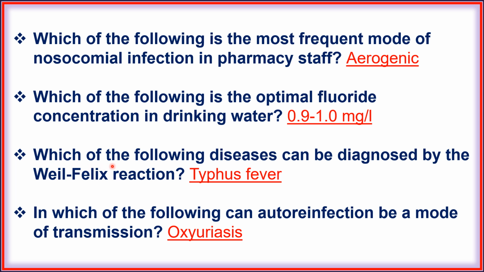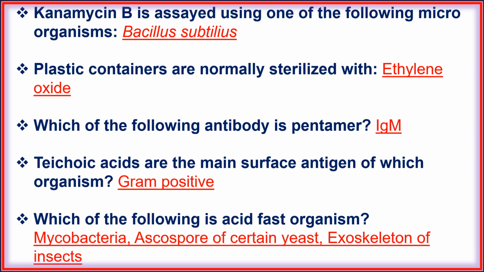Next, which of the following disease can be diagnosed by the Weil-Felix reaction? That is typhus fever. Next, in which of the following can auto-reinfection be a mode of transmission? That is oxyuresis. Next, Kanamycin B is assayed using one of the following microorganisms, that is Bacillus subtilis. Next, plastic containers are normally sterilized with ethylene oxide.